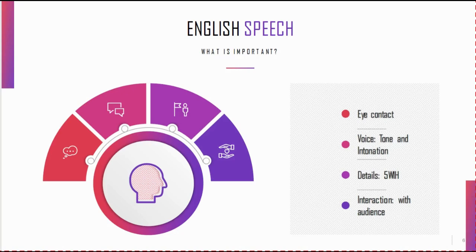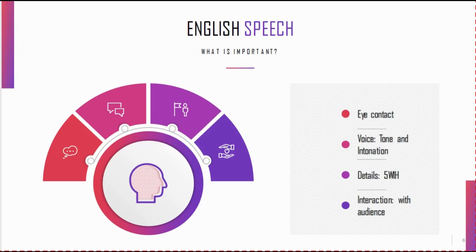Next one is details. So 5W and 1H. What are 5W and 1H? Sometimes you talk about maybe your bucket list and you say, oh, I want to travel. That's it. That's not details. You can talk about where you want to go, when you want to go, who you want to go with, why you want to go to that country, and what you want to do there. So you have to give information in detail so people can imagine it.